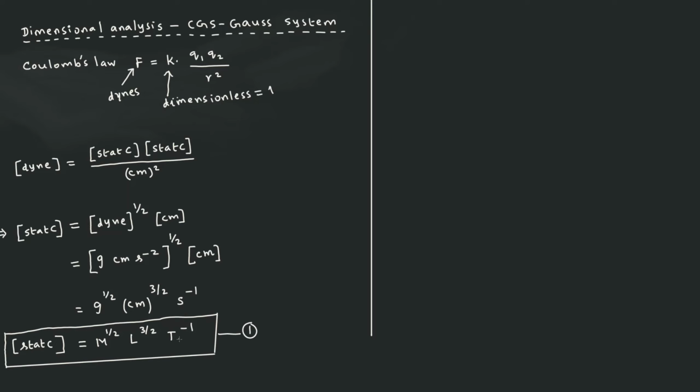Okay, so our conclusion says that in the case of the CGS system, once again I'm telling that in the case of CGS system, because when you are moving to another system, this expression won't come. That's why I'm telling that in the case of the CGS system, as it is written here, the dimensions corresponding to the stat coulomb is given by mass to the power 1 by 2, length to the power 3 by 2, and time to the power -1. This is how the dimensions will look like.